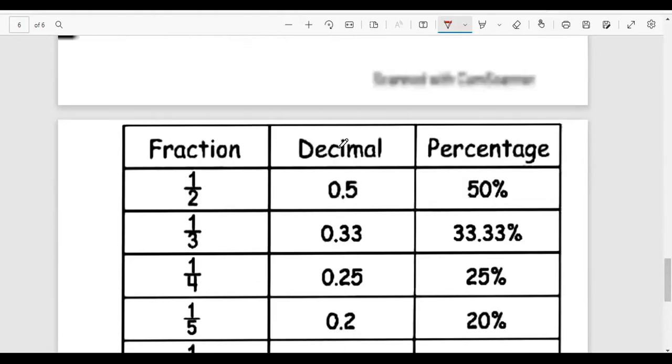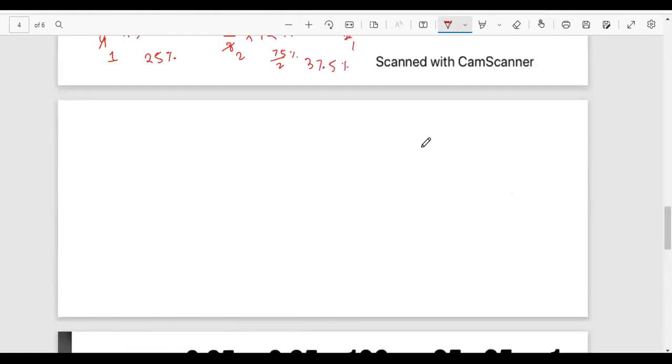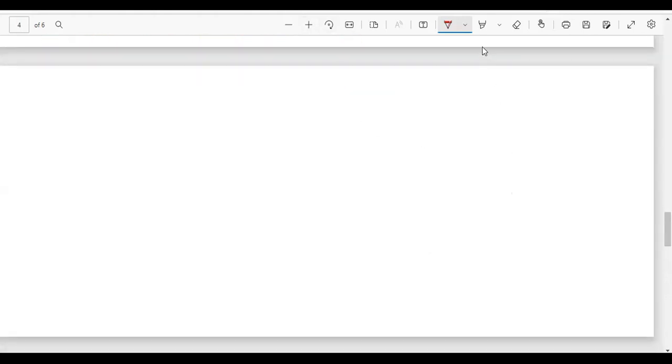Okay, and again, this is a table. Now we know in order to convert a fraction to decimal, we need to do the long division method. In order to convert a fraction to percentage, we need to multiply it by 100%. And in order to convert a decimal to percentage, what do we do? Let's discuss that here. That's very, very easy. The steps are exactly the same.